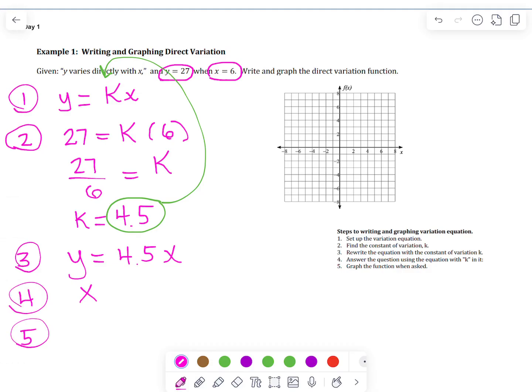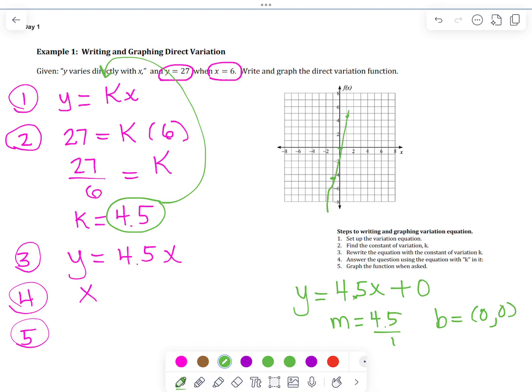So what we do is we go over to our coordinate plane, and we're graphing y equals 4.5x plus 0. So the slope is 4.5 over 1, and the y-intercept is 0. So we graph our y-intercept, and then we go up 4.5, and then right 1, or down 4.5, left 1. So that creates our line.